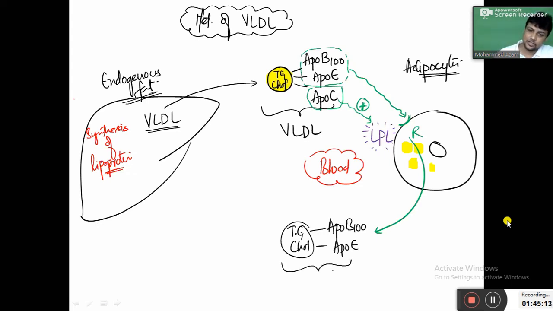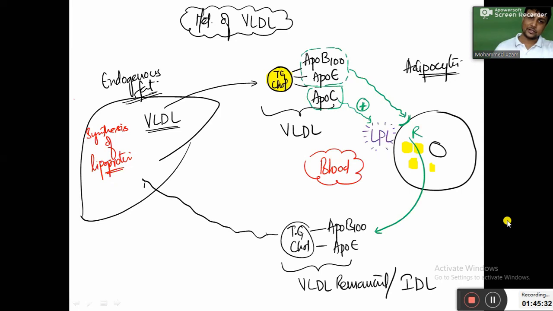Now what is the name of this? Thank God, an easy name by doctors. VLDL remnant. It is the remaining part of VLDL, and that itself is known as IDL. We are even done with intermediate density lipoprotein. Intermediate density lipoproteins are IDL. And now what is going to happen to this one? Again, it will return back to the liver only.